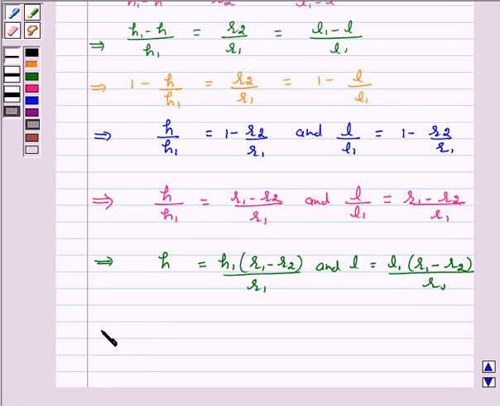and this implies H is equal to H1 into R1 minus R2 upon R1, and L is equal to L1 into R1 minus R2 upon R1, and this implies H1 is equal to HR1 upon R1 minus R2, and L1 is equal to LR1 upon R1 minus R2.